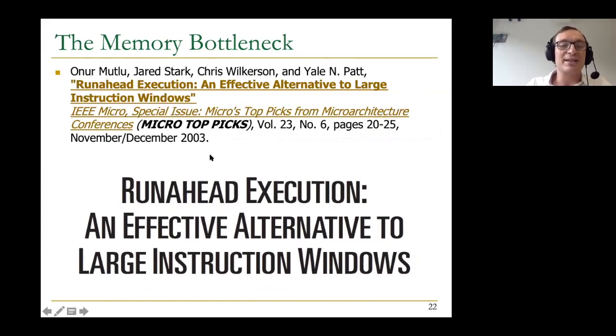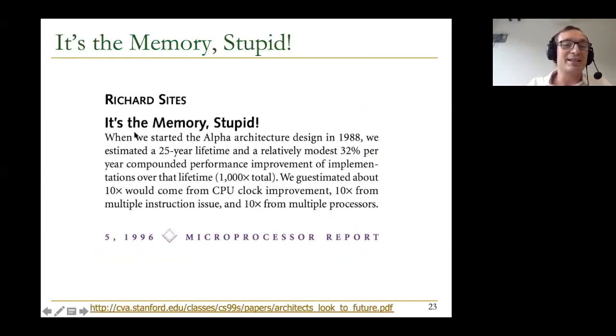If you're interested, you can take a look at the papers. It was also published in a more accessible fashion over here. And this is the article that Dick Sites wrote, basically. I'd suggest taking a look at that article also. We will put all of these online. Okay, that's the performance perspective.